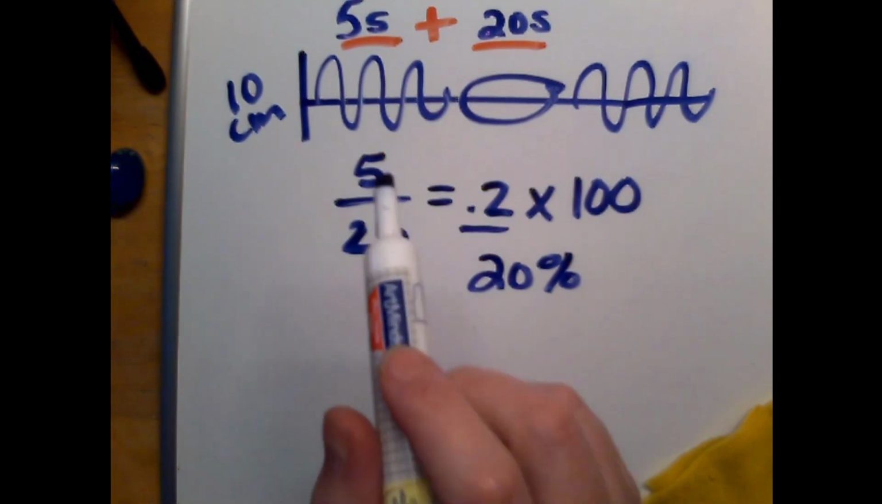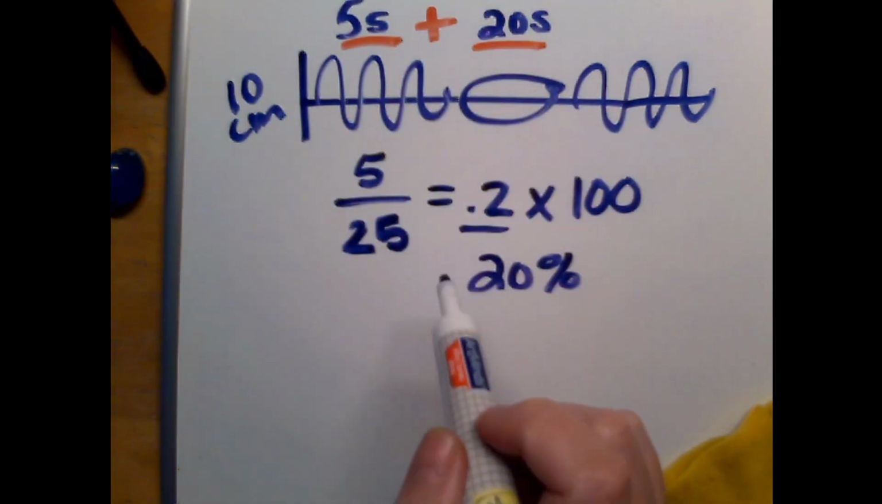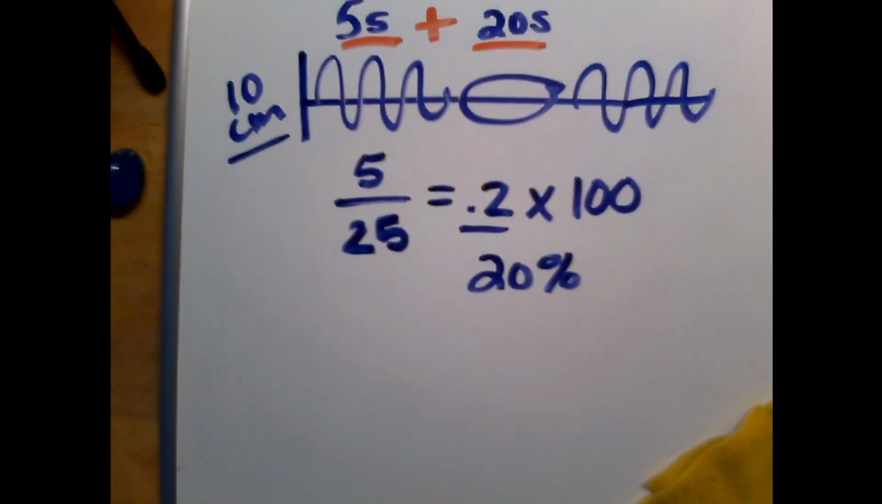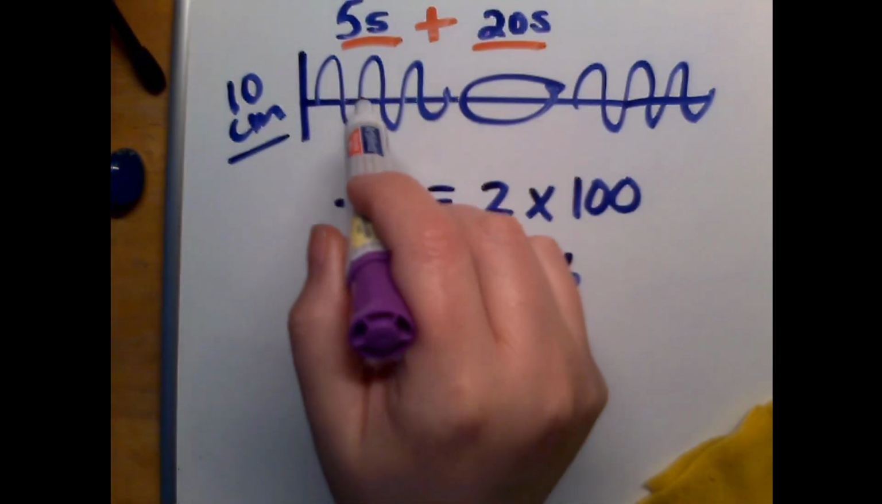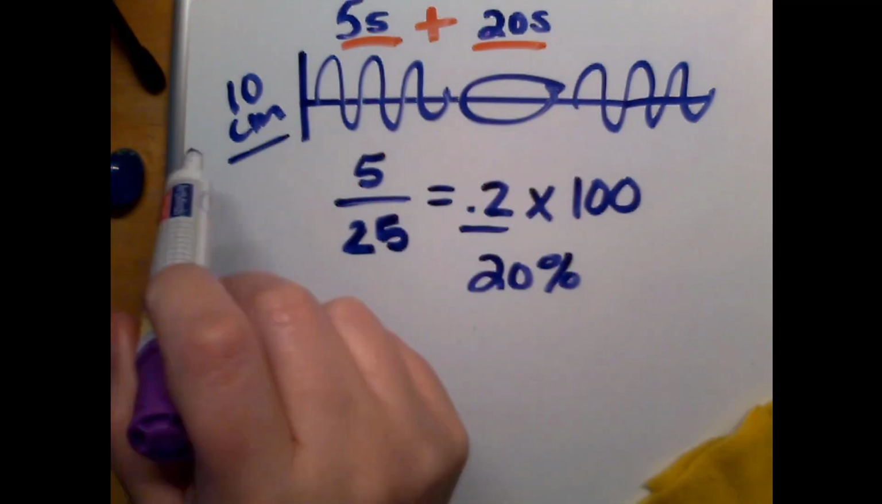All right. So that is saying that this 5-second pulse is on 20% of the time when we are set to this depth. So 20% of the time it is pulsing, 80% of the time it is listening. That's what we're seeing with this 10 centimeters.